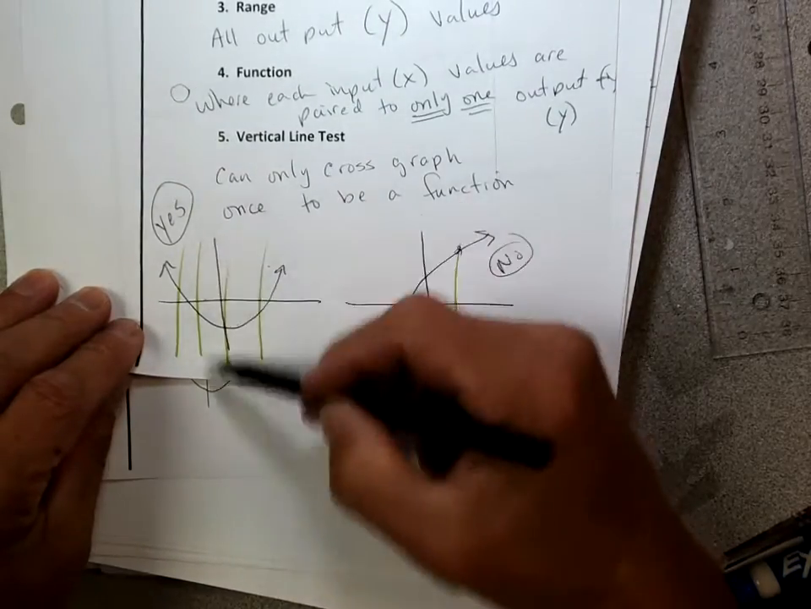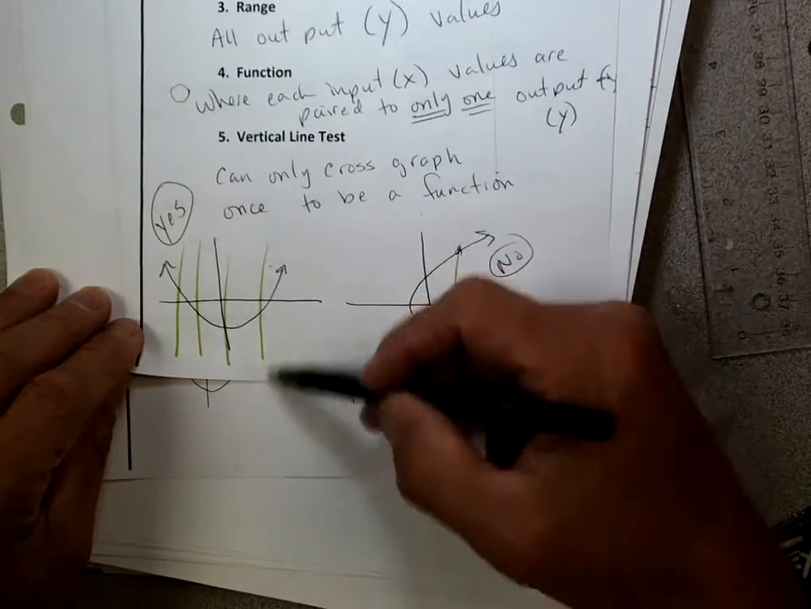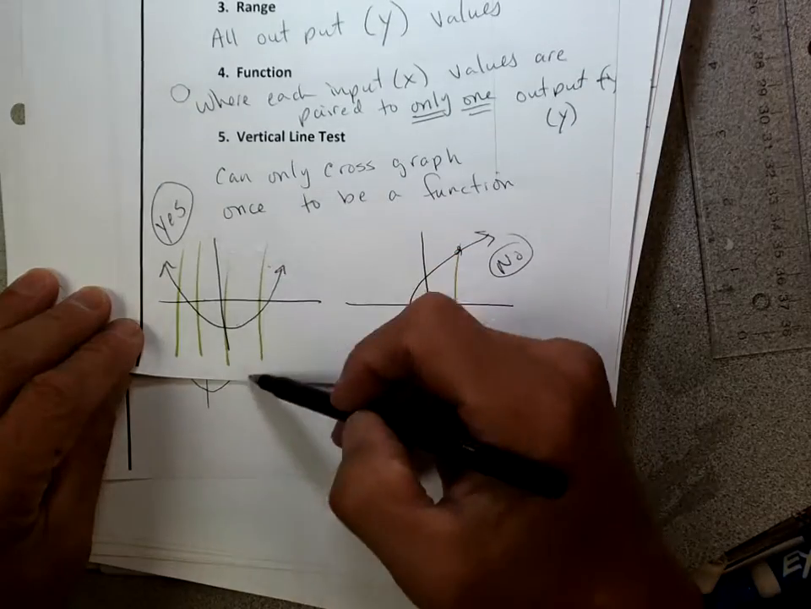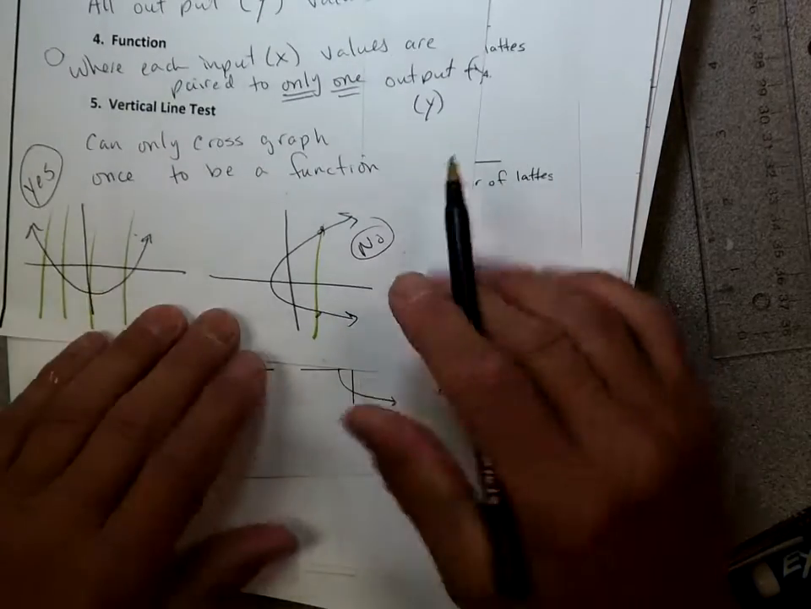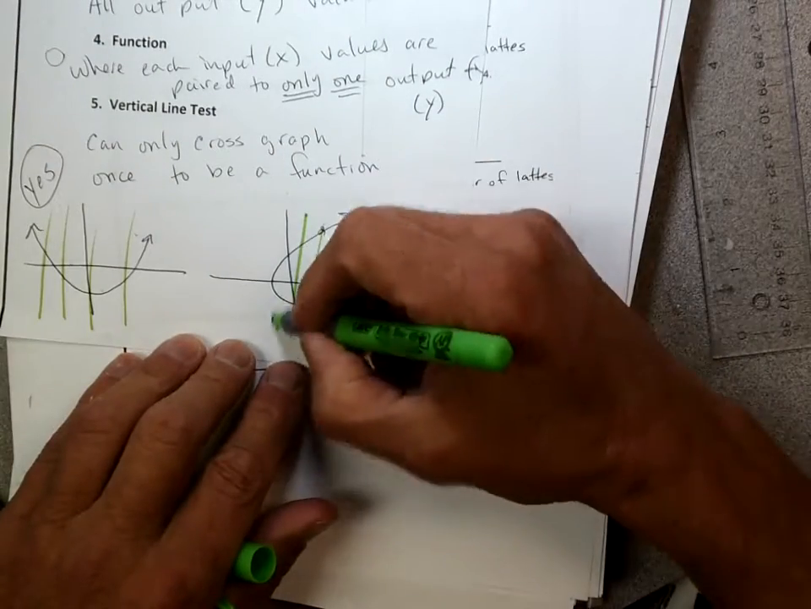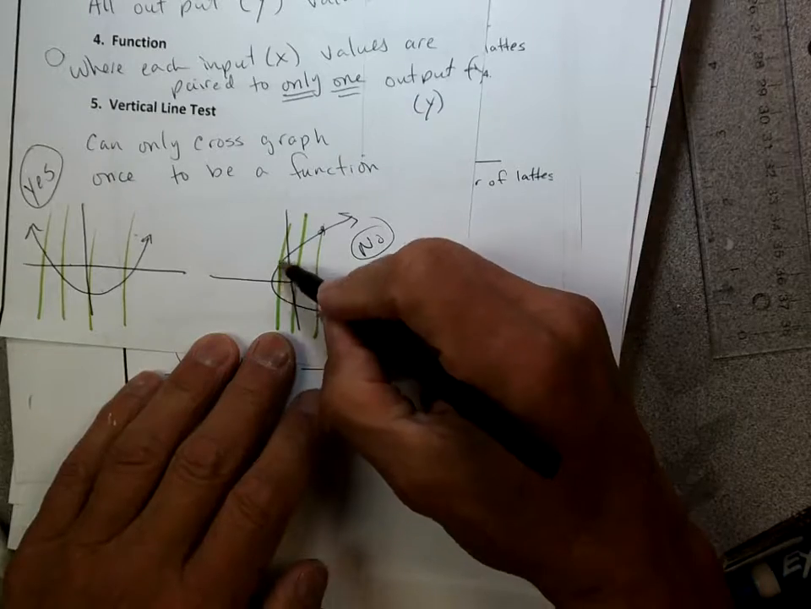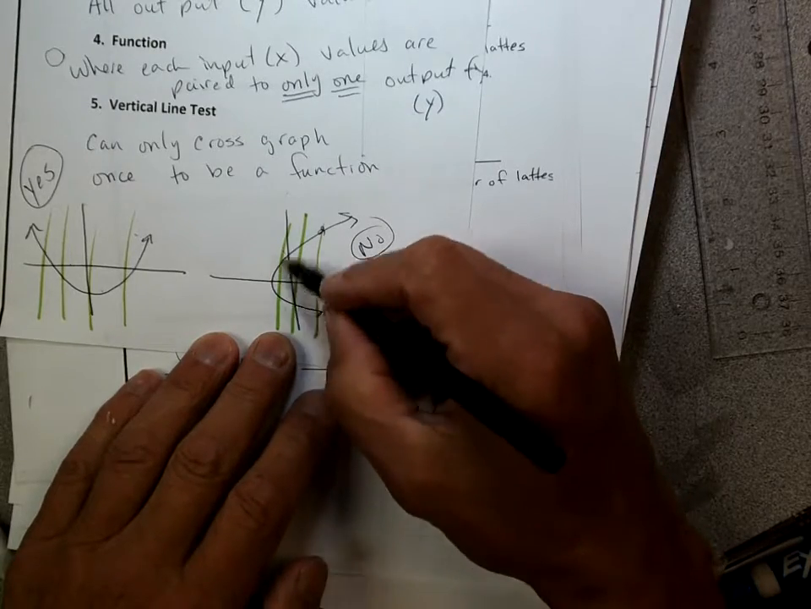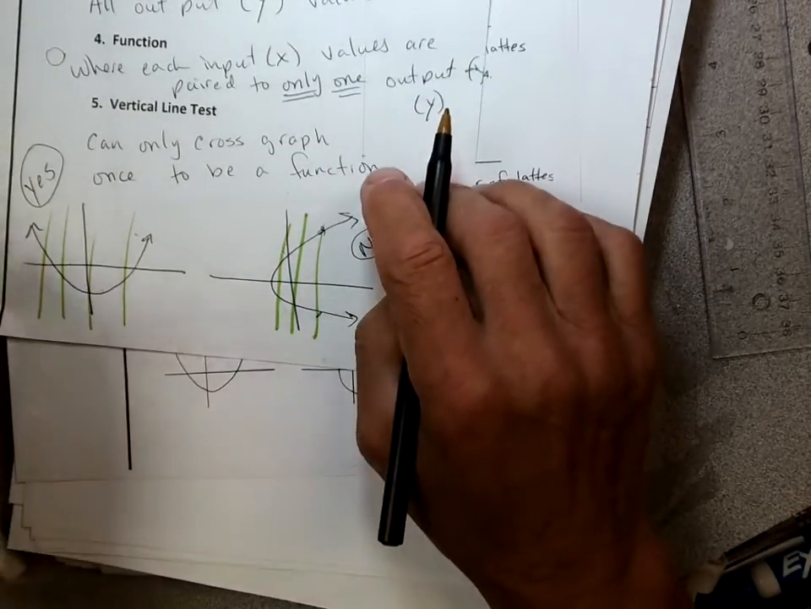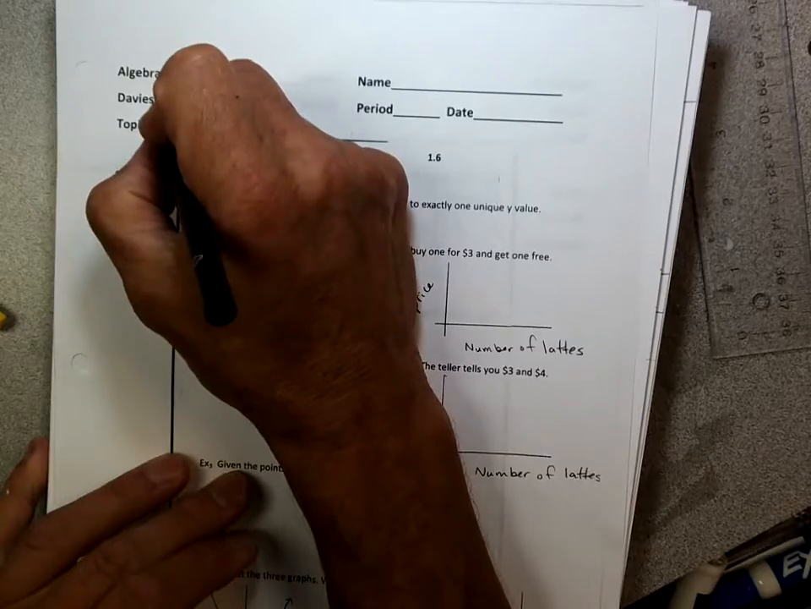By the vertical line test, if it crosses through and never hits it more than once, anywhere, it will be a function. Yes, this is a function by the vertical line test. And this one, if I draw a vertical line down, hits it in more than one place, right? So this one's not a function because there's an x value that's got two y values. So again, what we want to talk about today is what is a function?